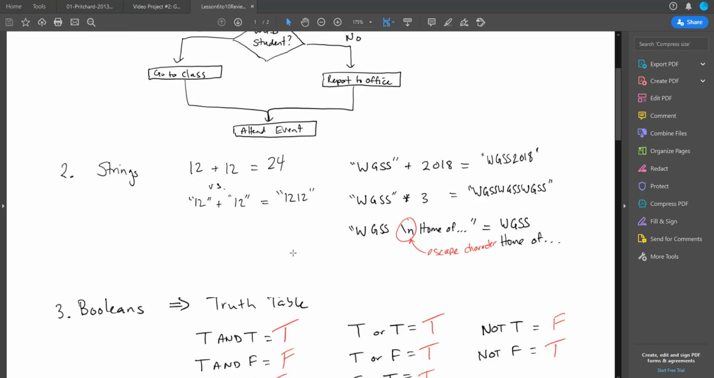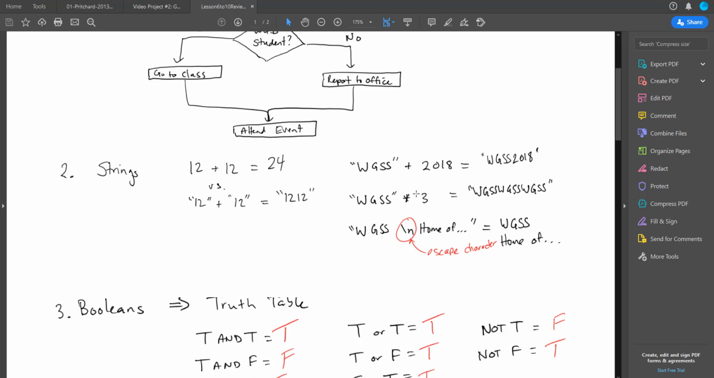Strings, another thing that we've talked about, again, nothing new. We just have to differentiate between integers, for example, and strings. So obviously if you put things in quotation marks, you're going to end up with the computer dealing with it differently. So 12 plus 12, everyday math, we get 24. But if you're adding strings together, we're concatenating strings, we would really get 1, 2, 1, 2. Okay, so it's not a number, it's treating it differently. Same thing if it was AB plus AB, they would do the same thing. WGSS plus 2018, right? You would get WGSS 2018, just the concatenation.